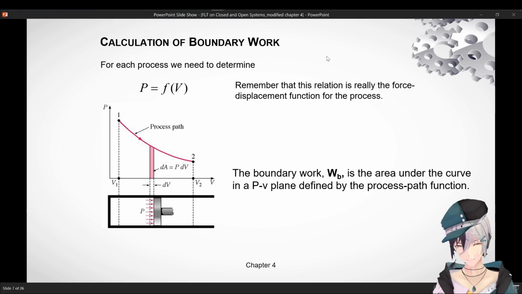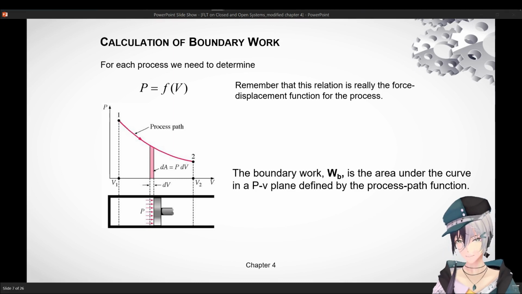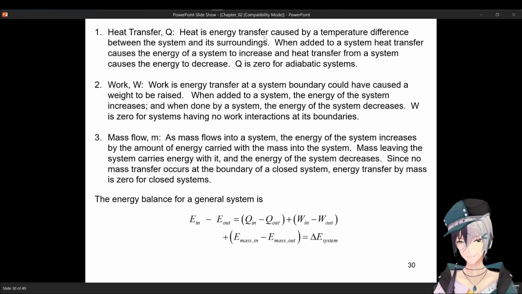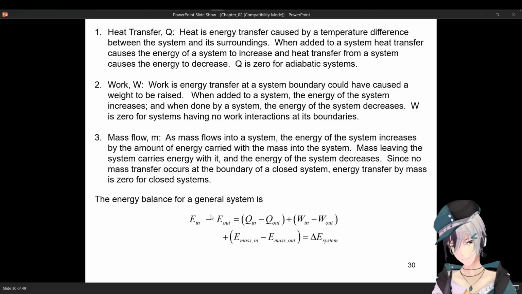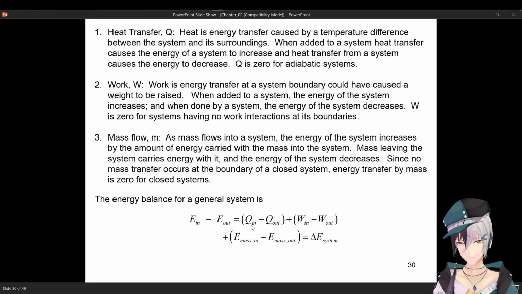I forgot about this one. So let me show it to you. Okay, in the energy balance in chapter 2, I forgot about this. So we have Q in, Q out, and then work in, work out, energy of the mass in and then out.